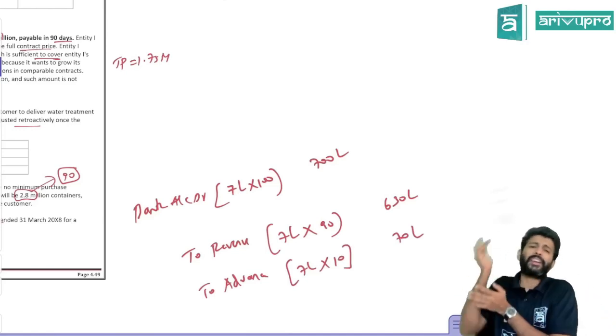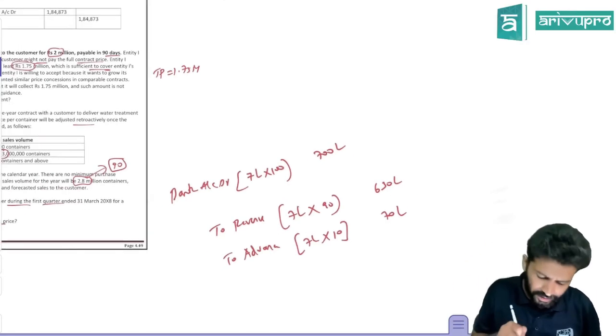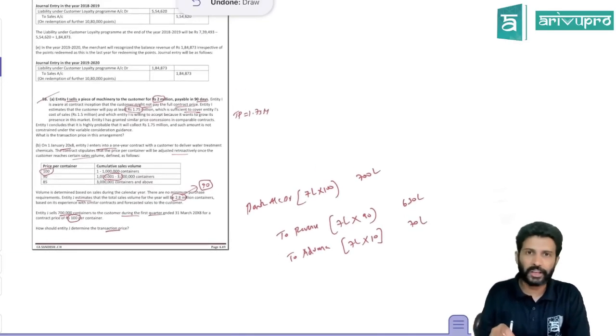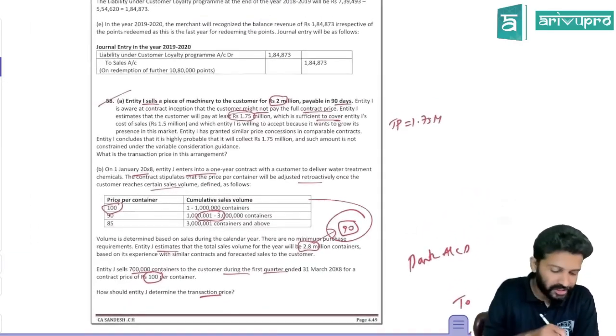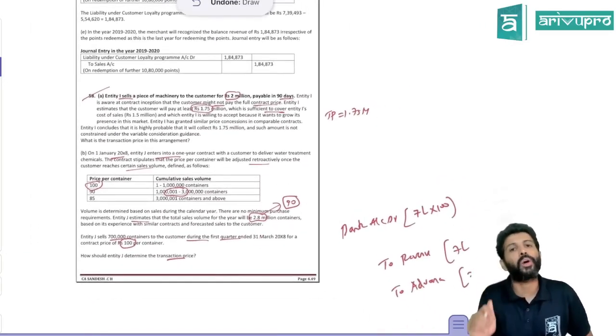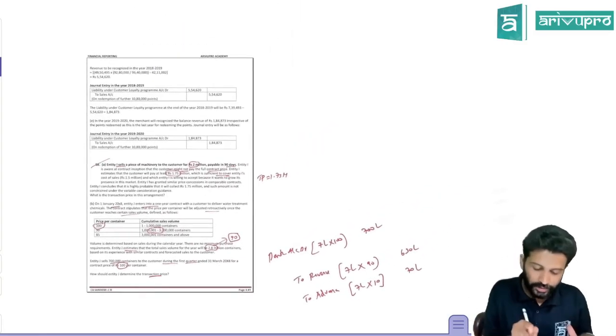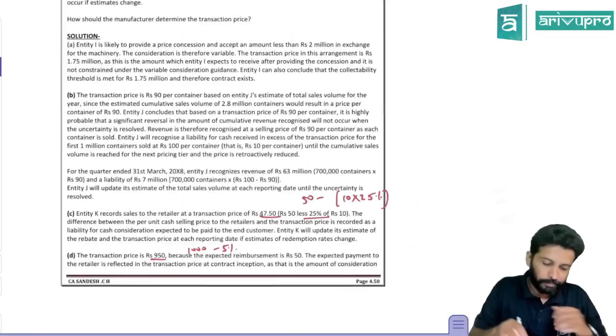Later, when the customer purchases next time, this advance will be adjusted or booked as revenue. For now, you will adopt the transaction price as only 90, and over and above that, whatever you have received, you will have to park it in advance. This is the treatment for this particular scenario.